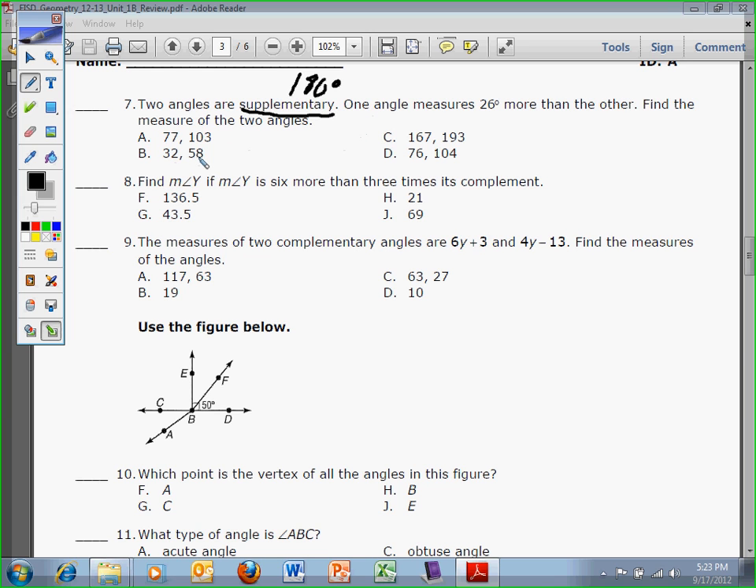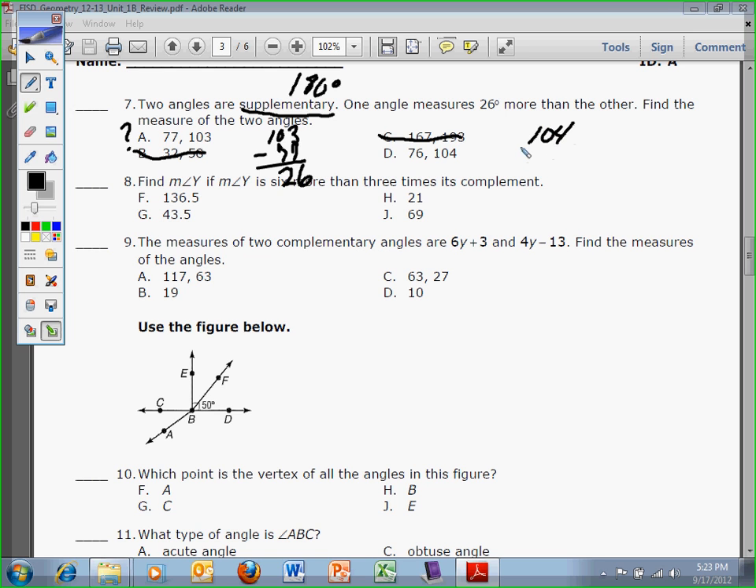Well, I know 32 plus 58 is going to give me 90, so that would be complementary. And 167 and 193 is way more than 180, so I can also eliminate C. So B and C I can automatically eliminate because their sums do not add up to 180. Now I just have to find out which one has an angle measure that is 26 more than the other angle. So I subtract 103 minus 77. When I do that, I will get 26. So A looks to be my answer, but I want to double check.